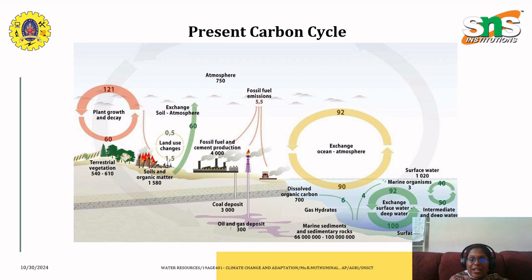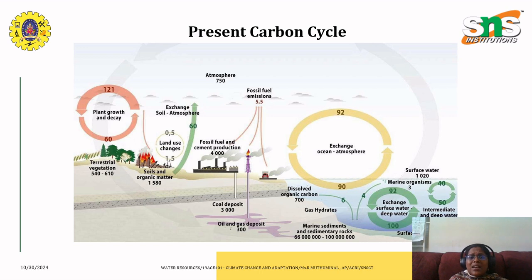Under soil and organic matter, this happens due to land use changes, which reaches 60 percent to the atmosphere. Then the exchange of soil and atmosphere happens at the land use changes with the cyclic motion of 1 to 5 to 0 to 5. Next one will be the fossil fuel and cement production, which results in fossil fuel emissions at a 5 to 5 ratio, and it contributes about 4,000.